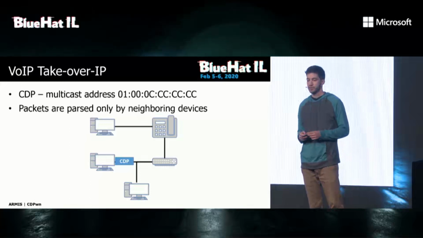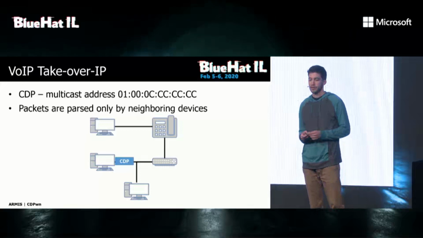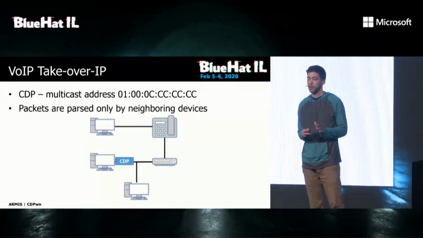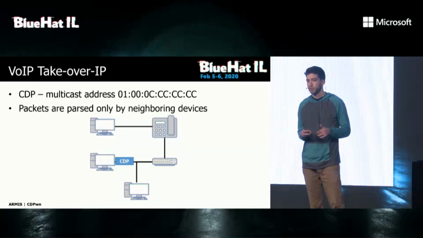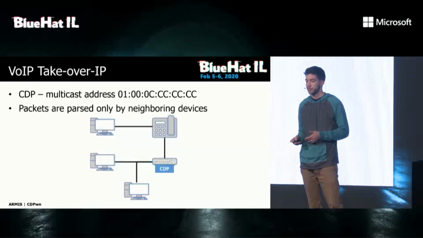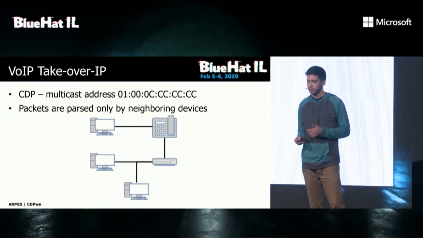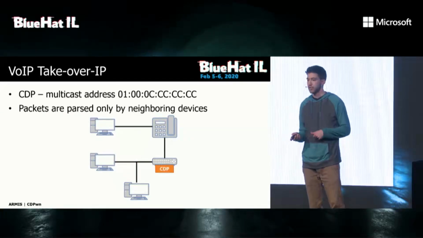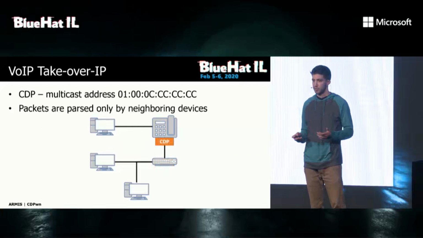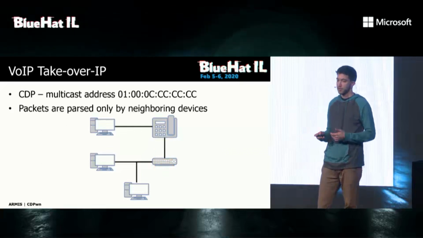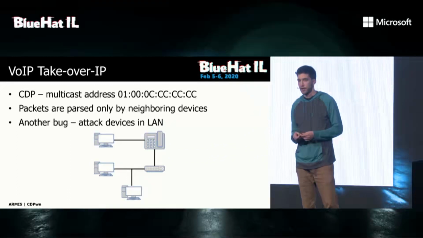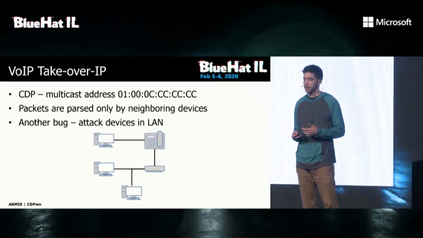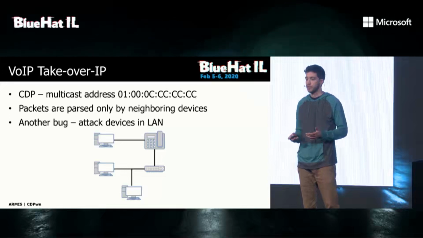As we said, CDP is usually sent with a multicast address, and this means that packets are only parsed in the neighboring devices. So when a computer sends a CDP packet to the switch, the switch parses it, but it doesn't pass it along. Then again, if an attacker or anyone wants to send a CDP packet with a unicast destined to the VoIP phone, he sends it to the switch, and the switch passes it along, but it shouldn't be parsed. But as I said, there is a bug causing it to be parsed, and allowing the attacker to use unicast or broadcast packets to attack any device he wants in the switch.